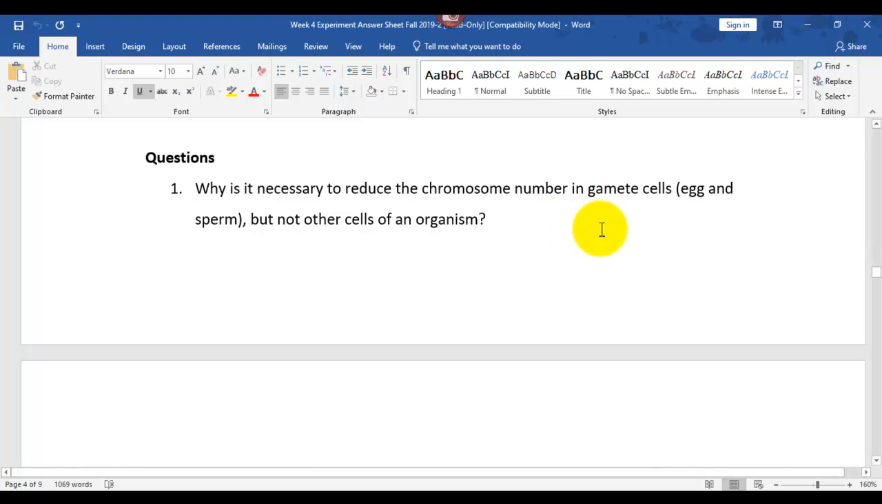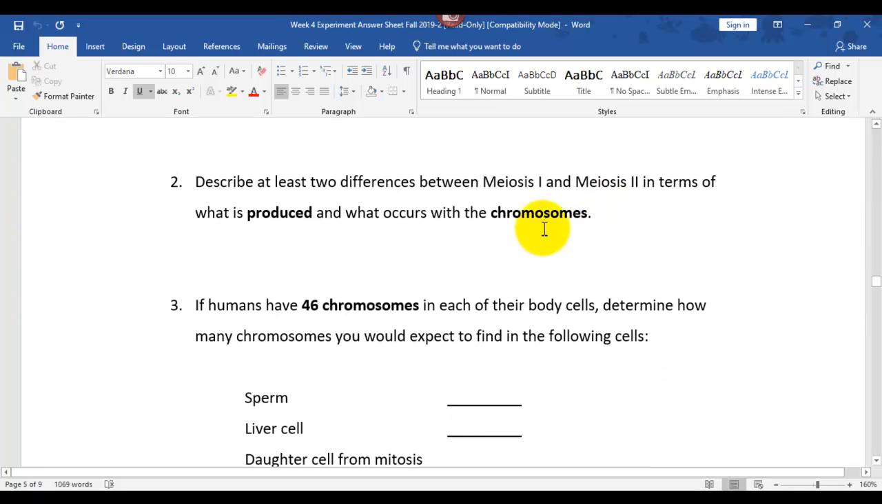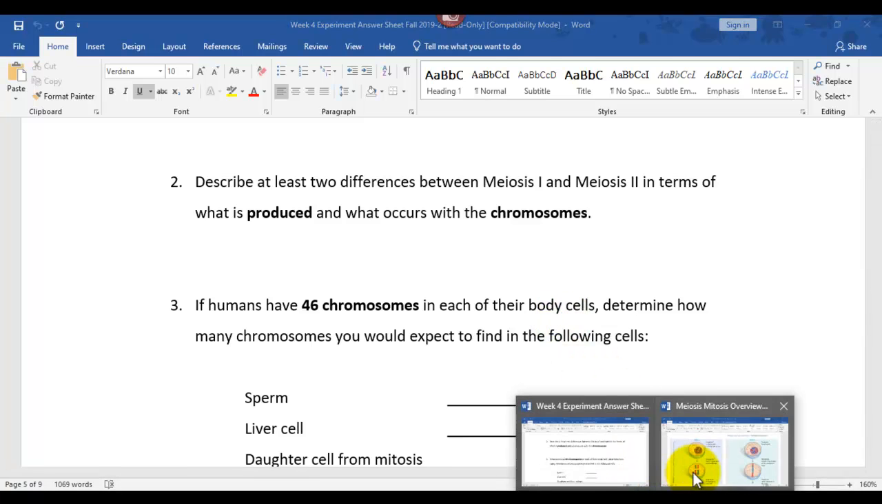And as far as the other cells go, the other cells divide by mitosis. You can't have genetic gamete cells with 46 chromosomes. And I'm doing the word 46 for human beings. Every animal varies, but you'll end up with double the number of chromosomes in the zygote. Describe at least 2 differences between meiosis 1 and meiosis 2. I did cover that as well.